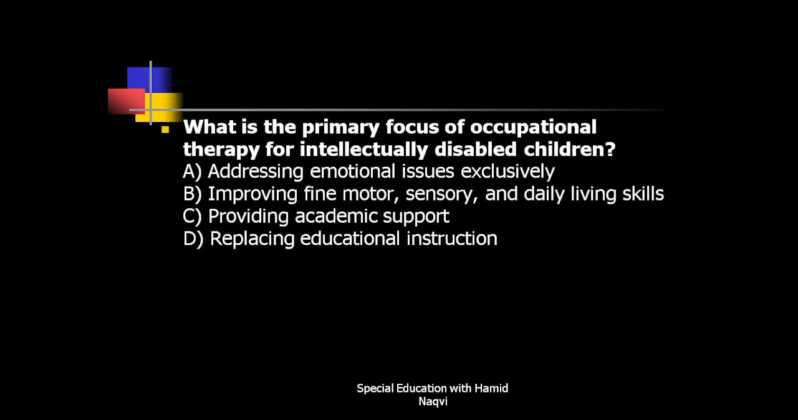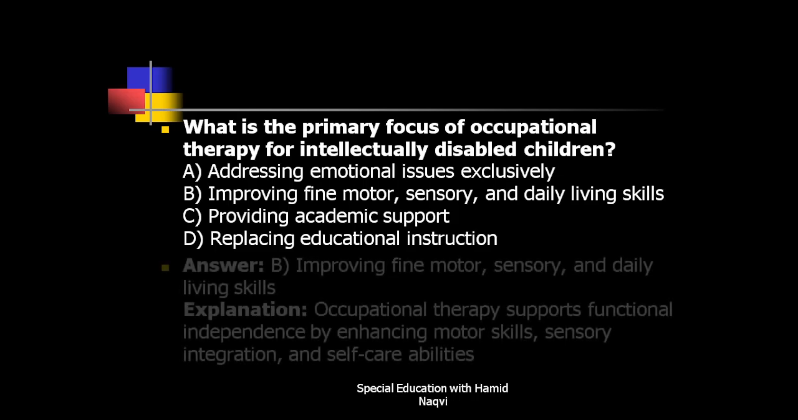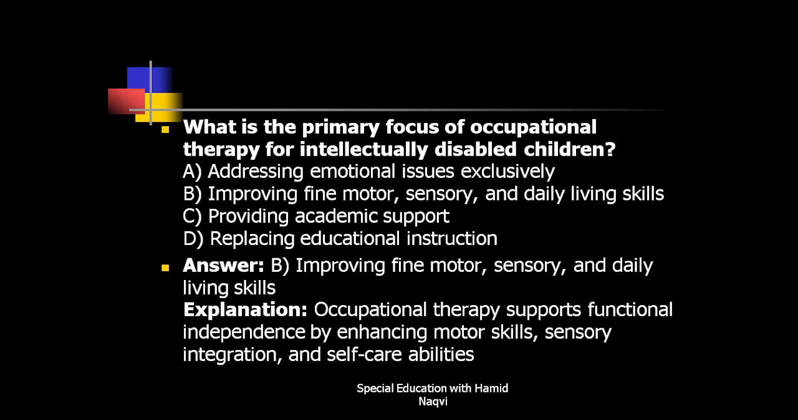Next is what is the primary focus of occupational therapy for intellectually disabled children? Addressing emotional issues exclusively, improving fine motor, sensory, and daily living skills, providing academic support, replacing educational instruction. The answer is improving fine motor, sensory, and daily living skills. The reason is occupational therapy supports functional independence by enhancing motor skills, sensory integration, and self-care abilities.